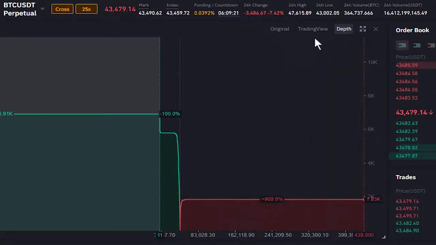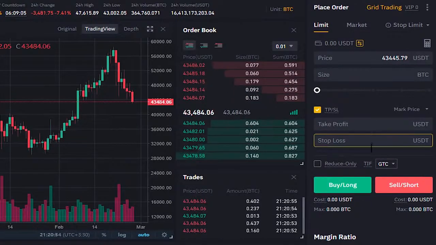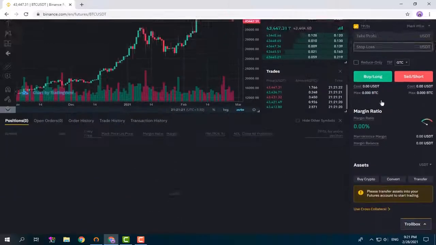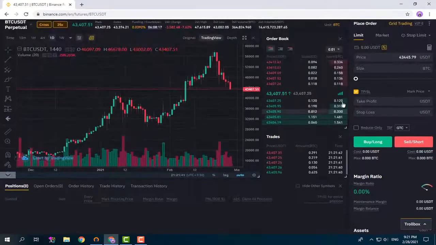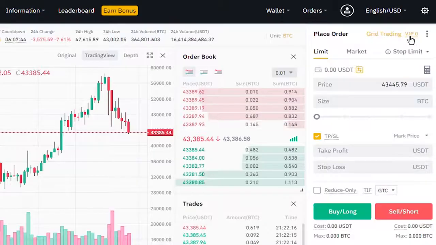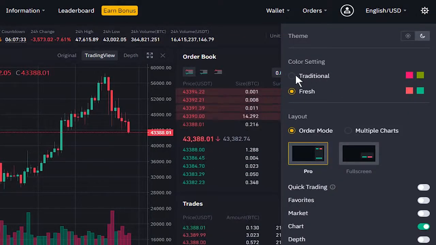All right, let's get back to the price chart. And here, the right side of the window is where we trade and place our orders. And we manage the positions, open orders, transactions, and other stuff related to trading here in the bottom of the chart. In the top right, you can see we have a setting button. Here you can switch between light mode and dark mode. Here you can change the red and green colors into traditional or fresh. And here you can change the layout.